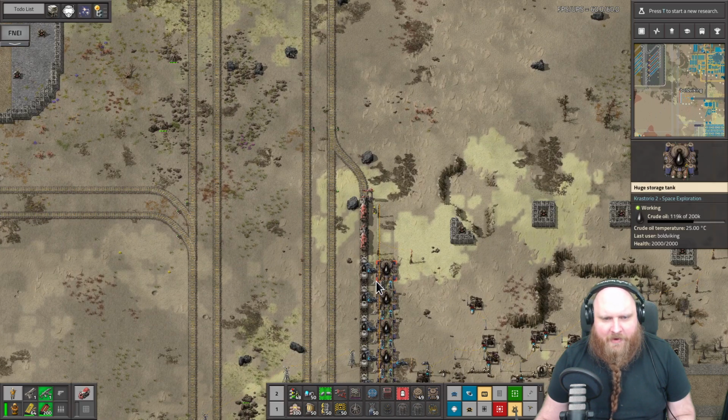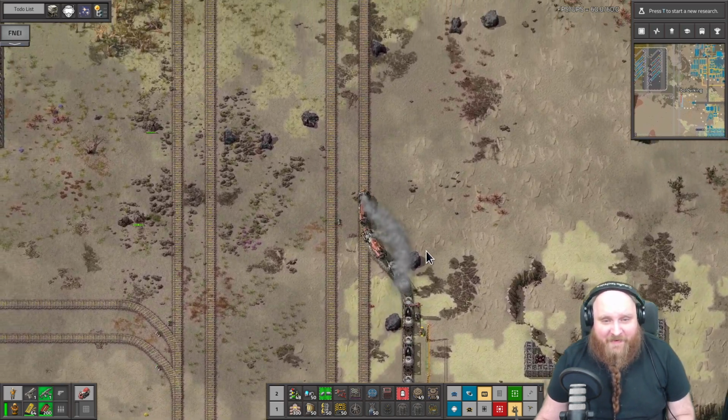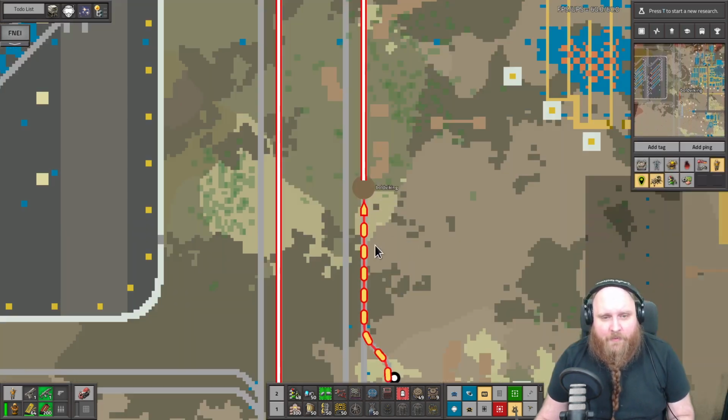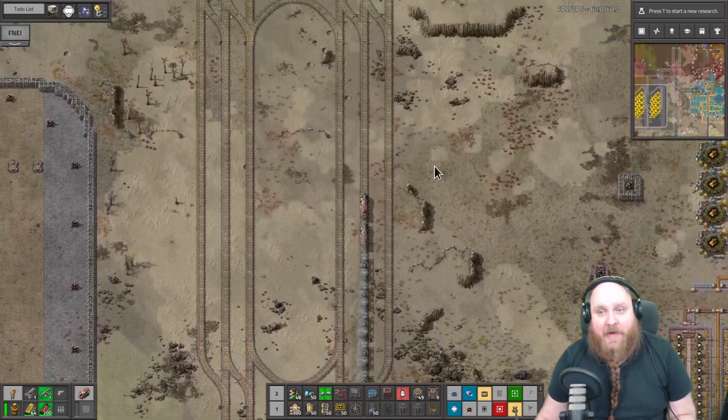And then load her up, please. Zip. Yeah, already full. Liquids. Insanely fast in how fast you can load them up. Was there a signal over here? Yeah, there's a signal over there. Good. And then we head back.